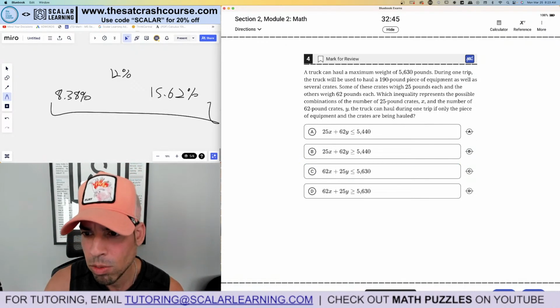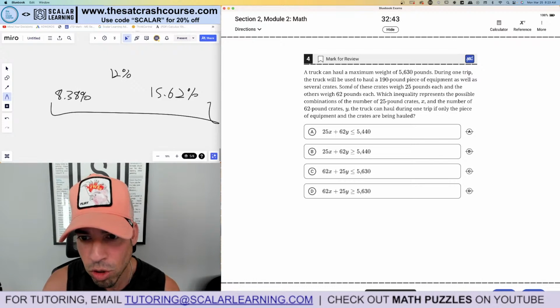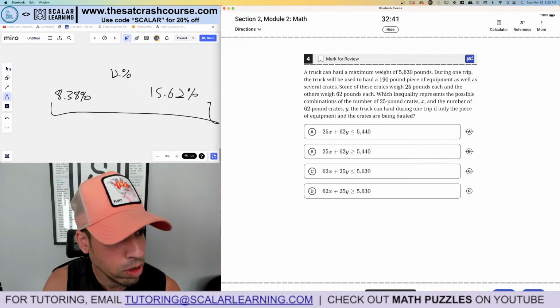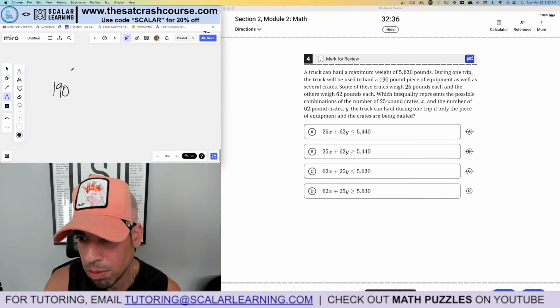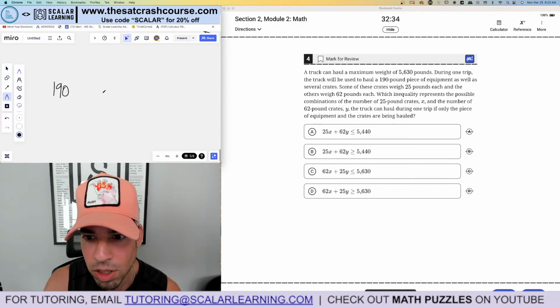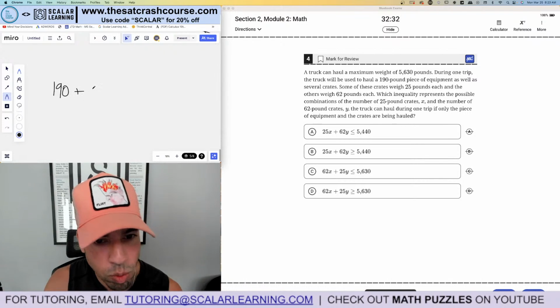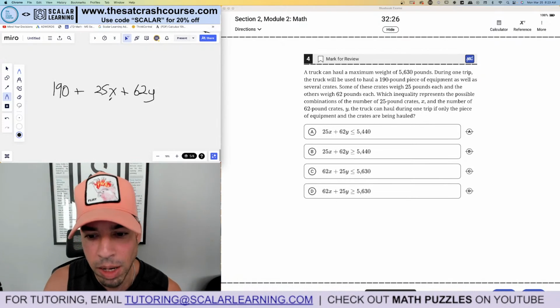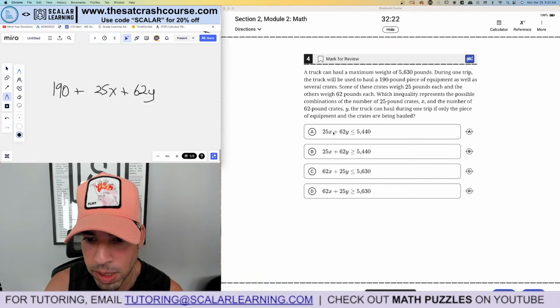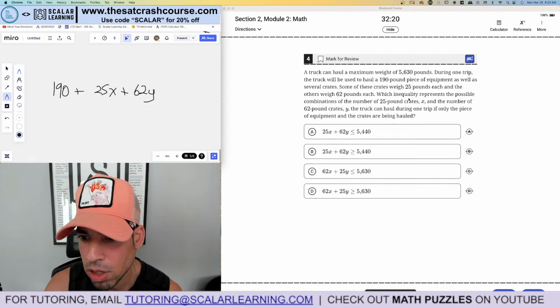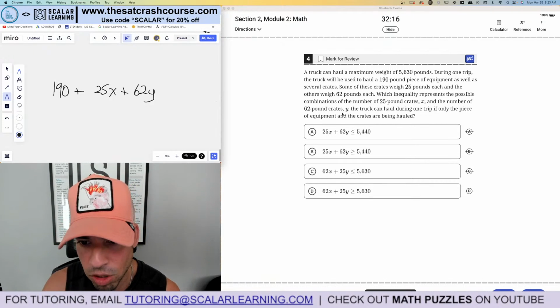All right, number 4. A truck can haul a maximum weight of 5,630 pounds during one trip. The truck can be used to haul a 190-pound piece of equipment, as well as several crates. Some of these crates weigh 25 pounds each. The other ones weigh 62 pounds each. And I'm immediately, okay, I don't know which goes with which yet, but I'm kind of putting it in as I'm reading it. I'm assuming x is with the smaller value. That's usually how it goes. Yep, x. And the number of 62-pound crates, y.